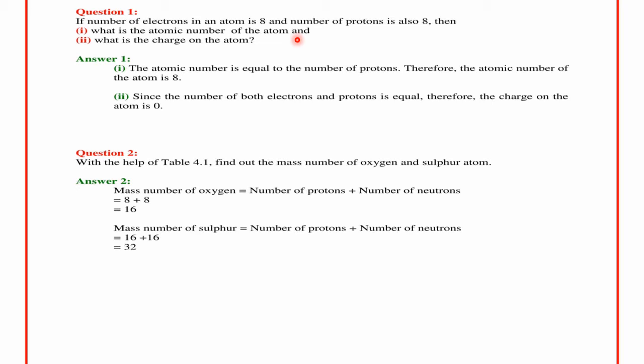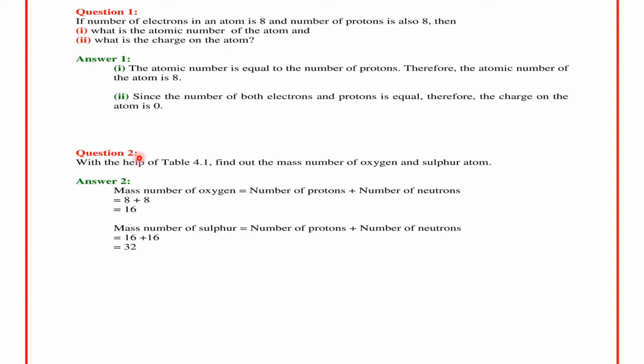Here the electron number is 8 and the proton number is also 8. Therefore, naturally the atomic number becomes 8. Second question: what is the charge on the atom? When equal plus and equal minus are there, the charge is neutral.